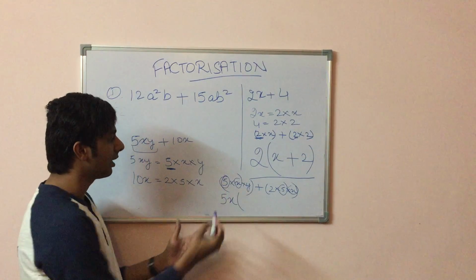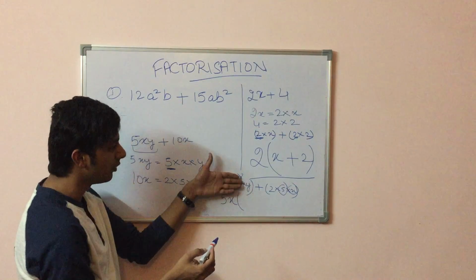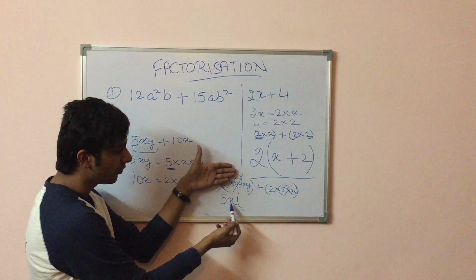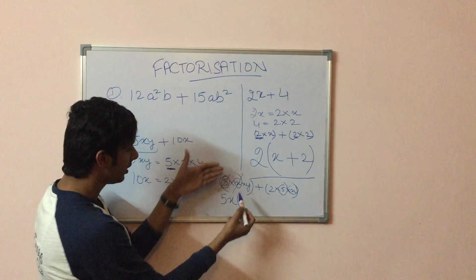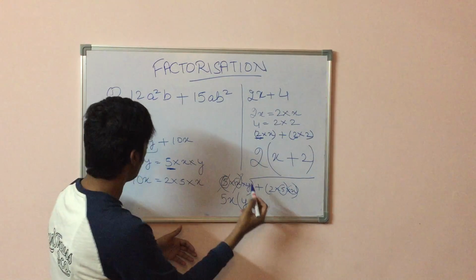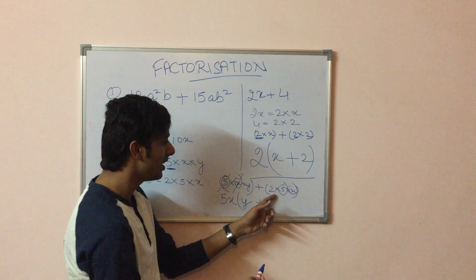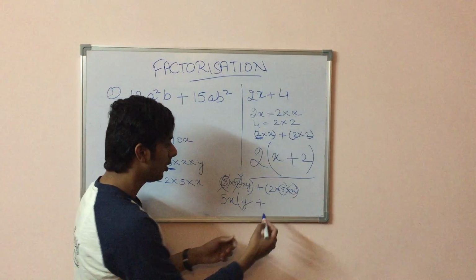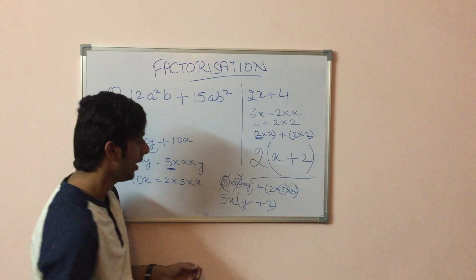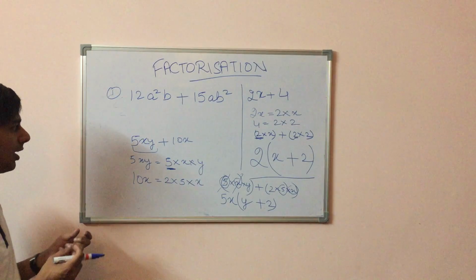What is left in this bracket? Now this thing and this thing have been removed from this equation. Why? Because we have taken them common. Over here only y is left. The sign is plus, and what is left over here? 5 and x have already come out, so it is left to be 2. Right? So this is how we solve our question.